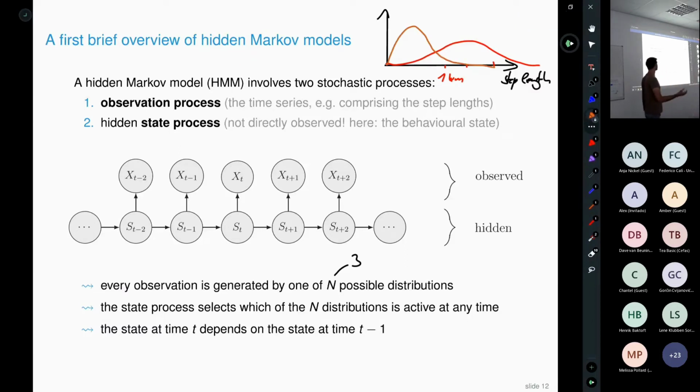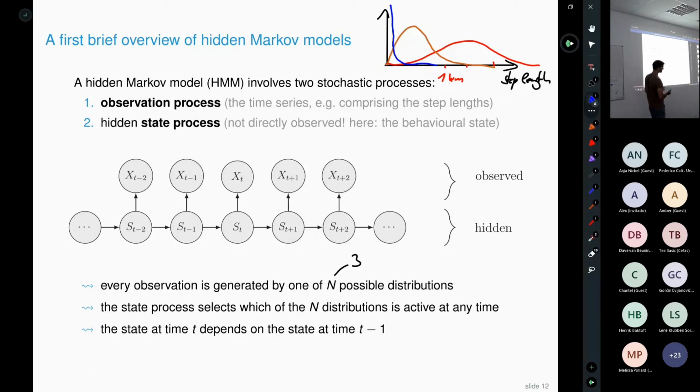Step lengths in the order of 200, 300, 400 meters. Actually, it's a bit too wide to the right, it should be a bit more to the left, but just a sketch. And then we have a third distribution, which is active whenever the animal is resting. That will be a distribution that looks more like this, the blue distribution. It will only generate step lengths of up to maybe 50 meters, okay?